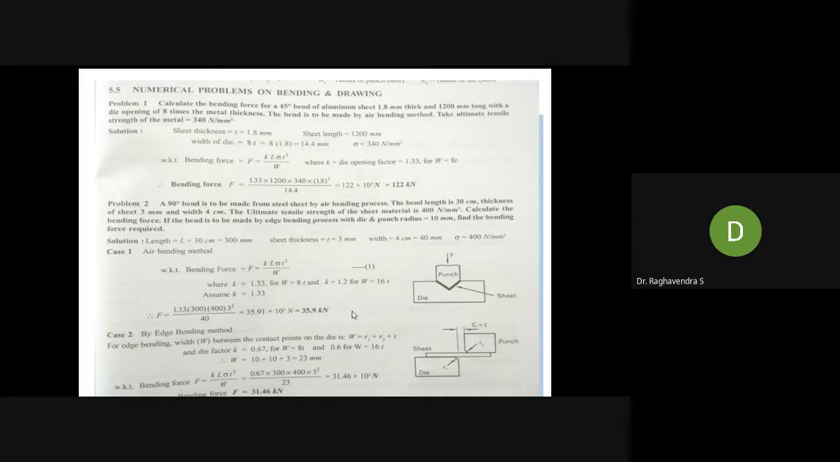See, you should remember, don't think that the question always contains the data in terms of mm. Sometimes the given data will be in terms of centimeters also. You should be very careful whenever you are converting that. So length is given 30 centimeter, I will consider it as 300 mm. Sheet thickness T is 3 mm, width is 4 centimeter, so I'll convert into 40 mm. Next sigma value 400 Newton per mm square.